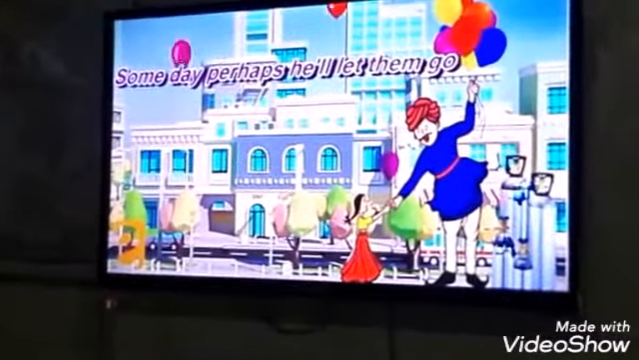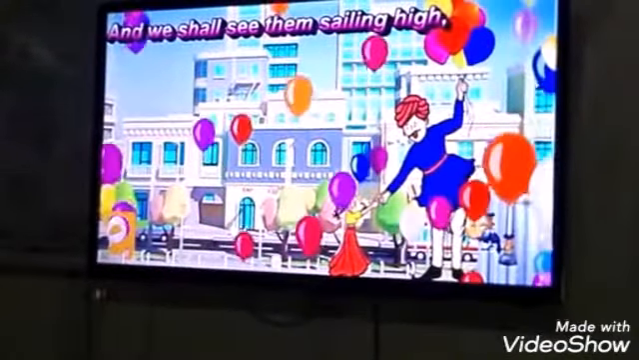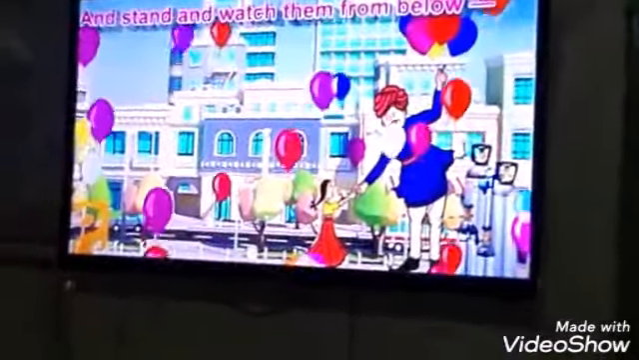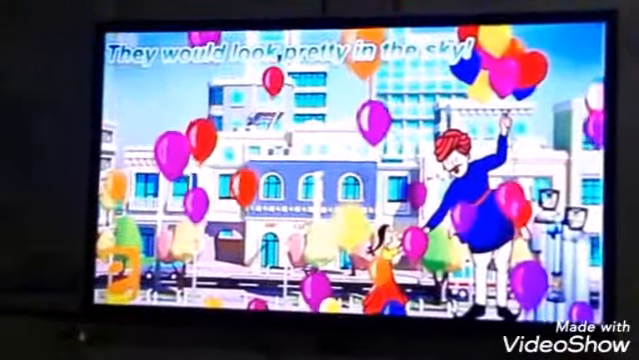And some are big and some are small, all tied together with a string. And if there is a wind at all, they tug and tug like anything. Someday perhaps he'll let them go, and we shall see them sailing high and stand and watch them from below. They would look pretty in the sky.